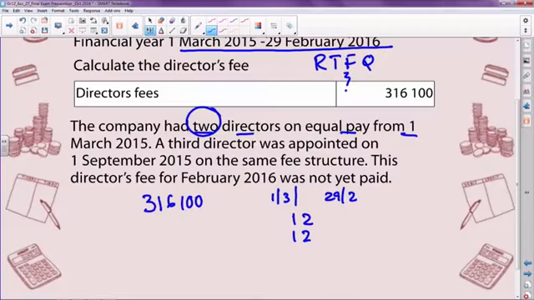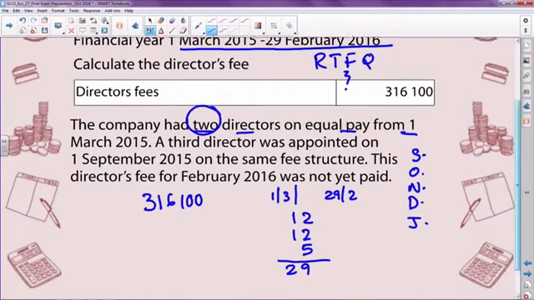What are you told? This director's fee for February 2016 was not yet paid. Which one? The third director. So he was appointed on the same fee structure, but his fee for February is outstanding. So let's go again. We've got September, October, November, December, and January: 1, 2, 3, 4, 5. So we add the 5 months there. This will give me a total of 29. Why? 12 plus 12 is 24, plus 5 is 29.